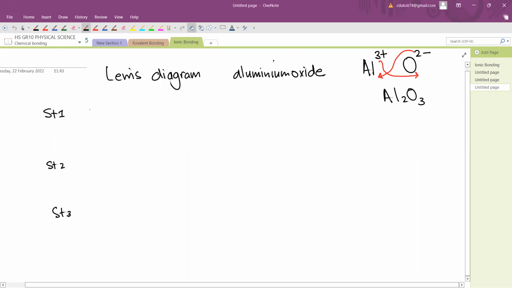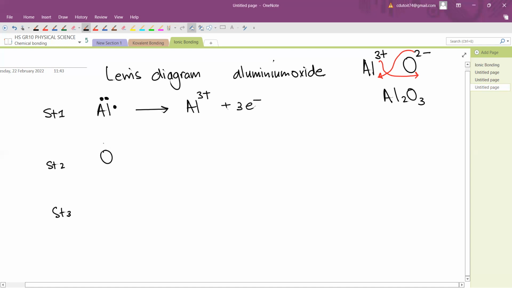Okay. Step 1 is the metal. That's aluminium. It's in group 3. So there are 3 valence electrons: 1, 2, 3. It's going to give those electrons away. So after it's given 3 electrons away, it becomes 3 plus. Good. Step 2 is the non-metal, oxygen.